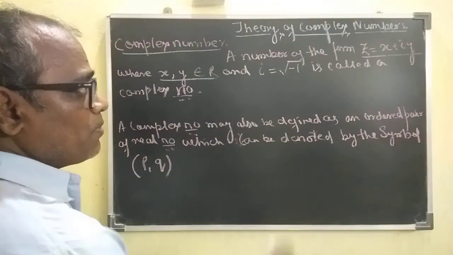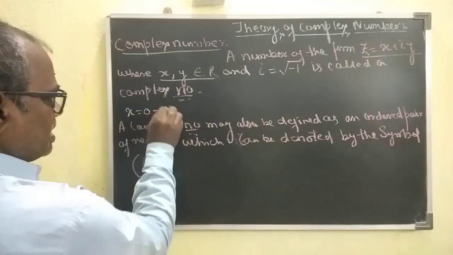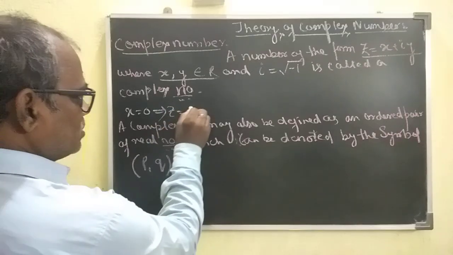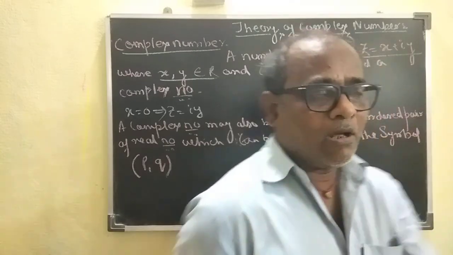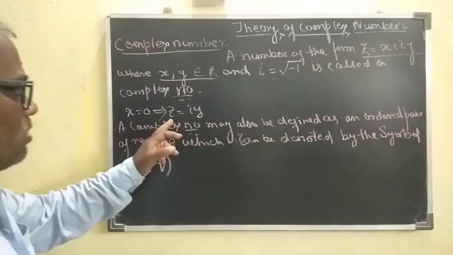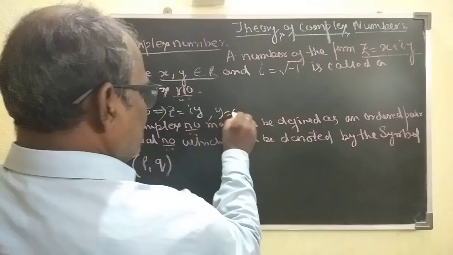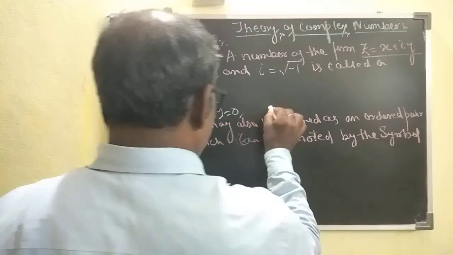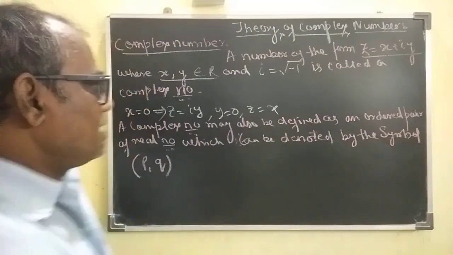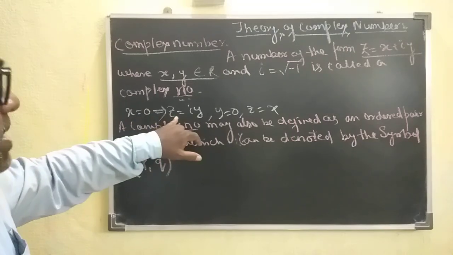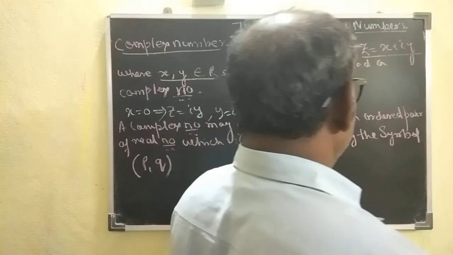Now what happens here? Suppose x equals 0, then it implies that z equals iy. This complex number becomes completely imaginary. Next, if y equals 0, then we get z equals x, which is purely real. That means if x equals 0, the complex number is purely imaginary, and if y equals 0, the complex number is purely real.